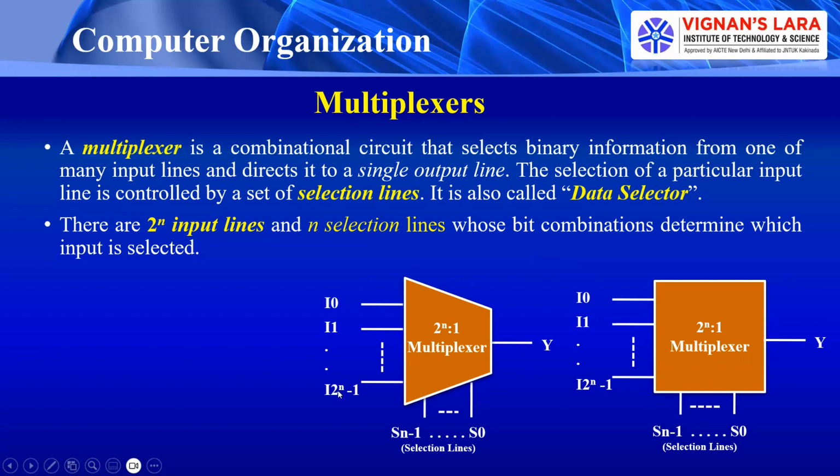Sometimes we can also represent the multiplexer like this, and we call it a 2 power n by 1 multiplexer. That means this multiplexer has 2 power n inputs, one output, and n selection inputs. Based on the bit combination present on these selection lines, we select one of these inputs. That input is directly connected to the output. Because of this, multiplexers are also called data selectors.